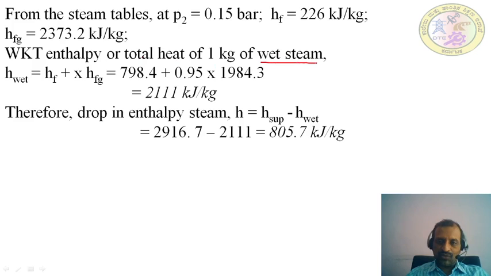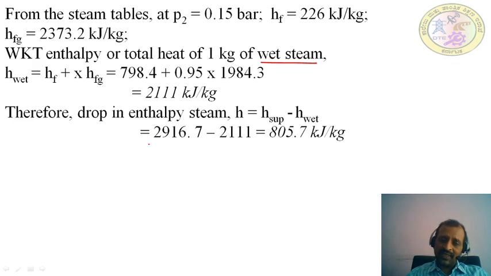We know the enthalpy or total heat of 1 kg of wet steam. Now it is wet steam, so when dryness fraction comes into the picture, we substitute hf plus x hfg. If x is not there, then this becomes dry. Now it is wet, so I am introducing x here. So hf plus x hfg is equal to 226 plus 0.95 into 2373.2. So this is equal to 2111 kilojoules per kg.